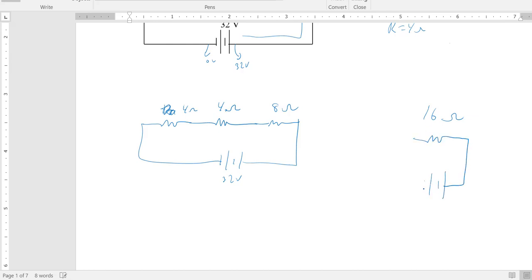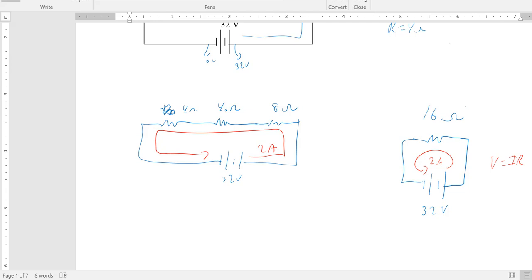So that's equivalent to all the network that we had. Then you work your way back through the pictures the opposite way. What current has to flow? Well, that's got to be 2 amps. You're using V equals IR, right? V is 32, R is 16, I is 2. So the key here is to use the pictures. So this current is 2 amps.